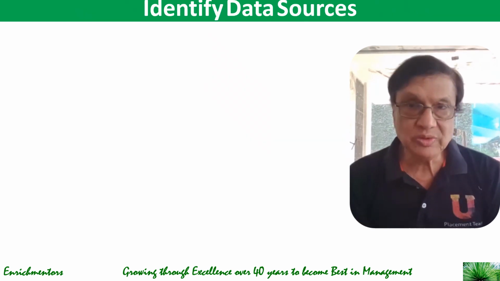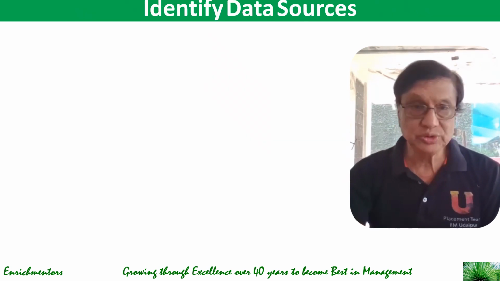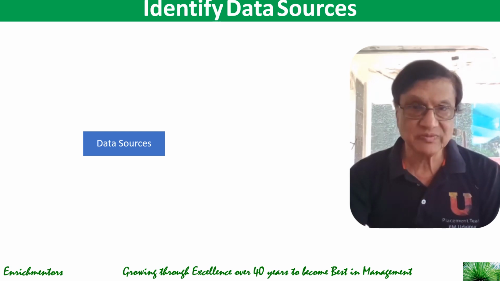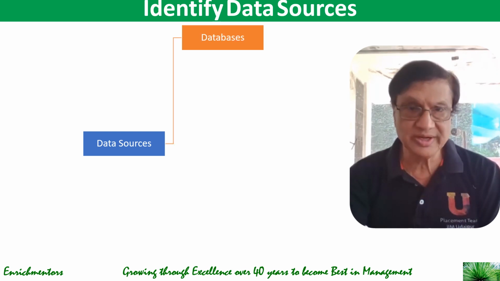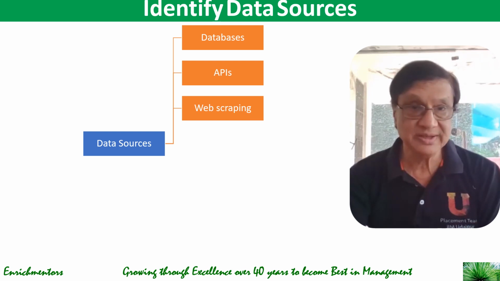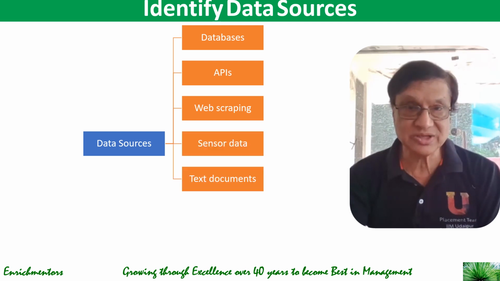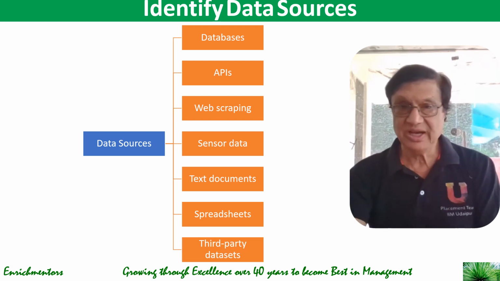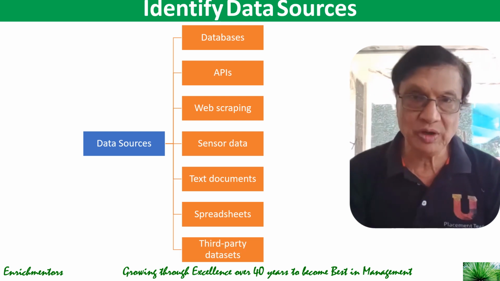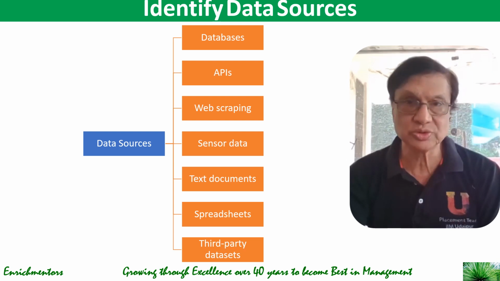So first you need to identify data sources. So you determine the data sources from which you can obtain relevant data for your analysis and modeling tasks. Now, these sources could include databases, APIs, web scraping, sensor data, text documents, spreadsheets, and third-party data sets. And anything else, as time evolves, there could be new sources of data as we keep going forward in future.